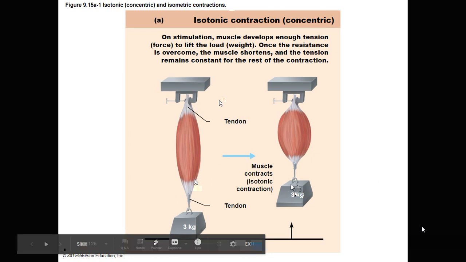So with isometric contractions, remember, the load is greater than the maximum tension the muscle can generate. So the muscle neither shortens nor lengthens. Okay, so in isometric contractions, the muscles don't shorten and they don't lengthen.